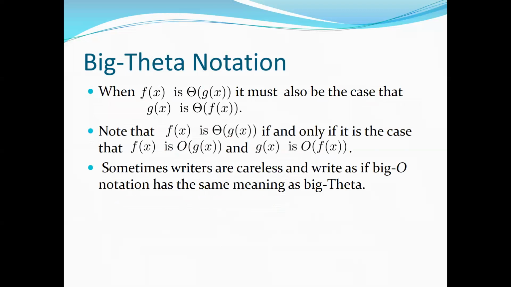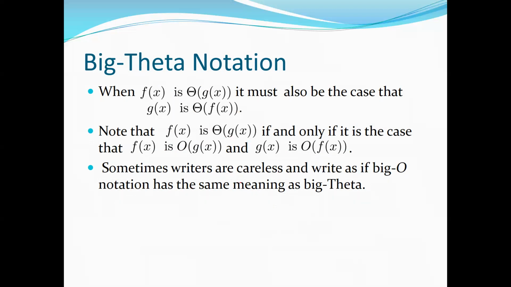When f of x is theta of g of x, it must also be the case that g of x is theta of f of x. That is always true. Note that f of x is theta of g of x if and only if f of x is big O of g of x and g of x is big O of f of x. Only then does this become theta.